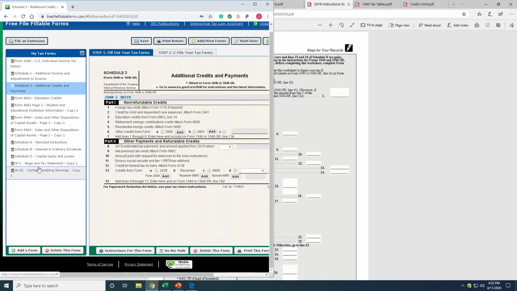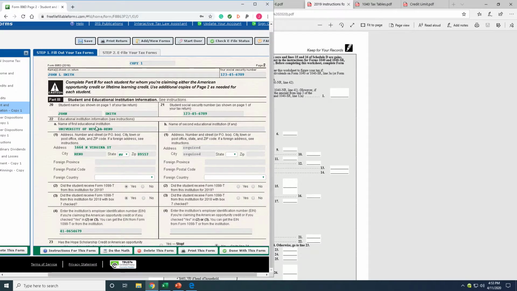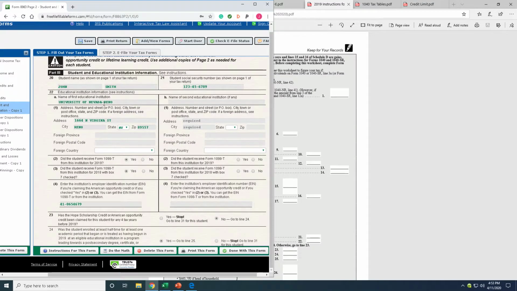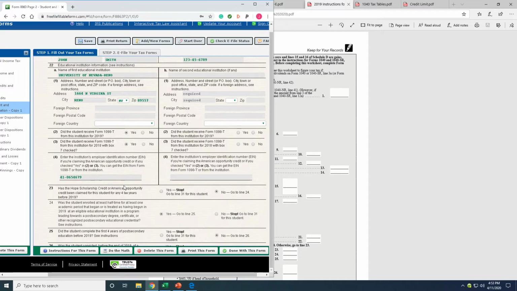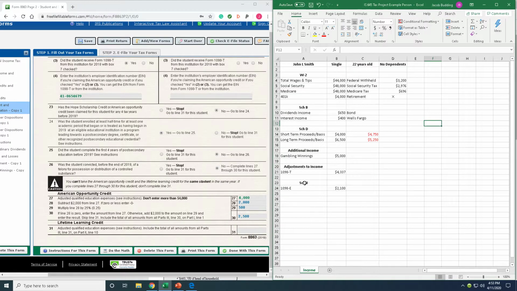So for the 8863, it's a different kind of form. You start on the second page rather than the first page. And this is where you fill out your information. John Smith goes to University of Nevada, Reno, social. All right. Was the student enrolled half the time for at least 1 year? Yes. Did the student complete the 4 years of post-secondary education? No, he's currently in his senior year of college. And was the student convicted? No. So we're going to go back and look at the 1098-T.